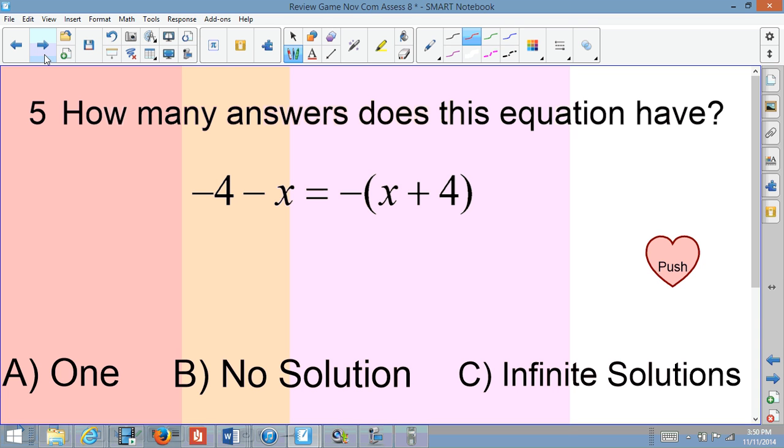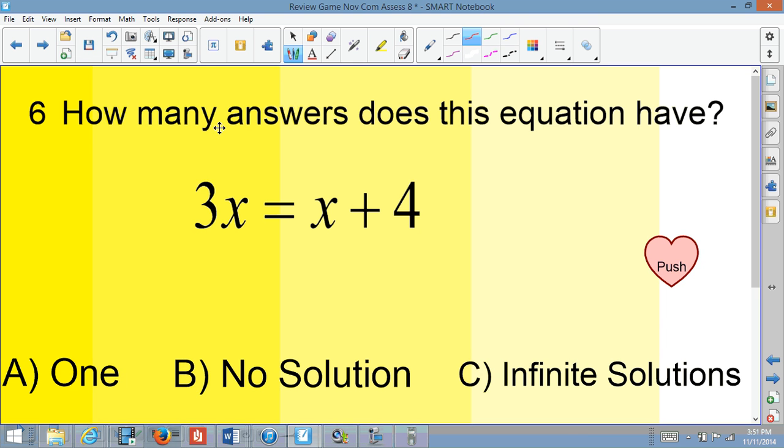Here's one you can look at. See if these are the same. How many answers does this have? I'd see a negative 4 there, and a negative x. So here's a negative parenthesis x plus 4. Remember, that's being multiplied by that, so figure it out.